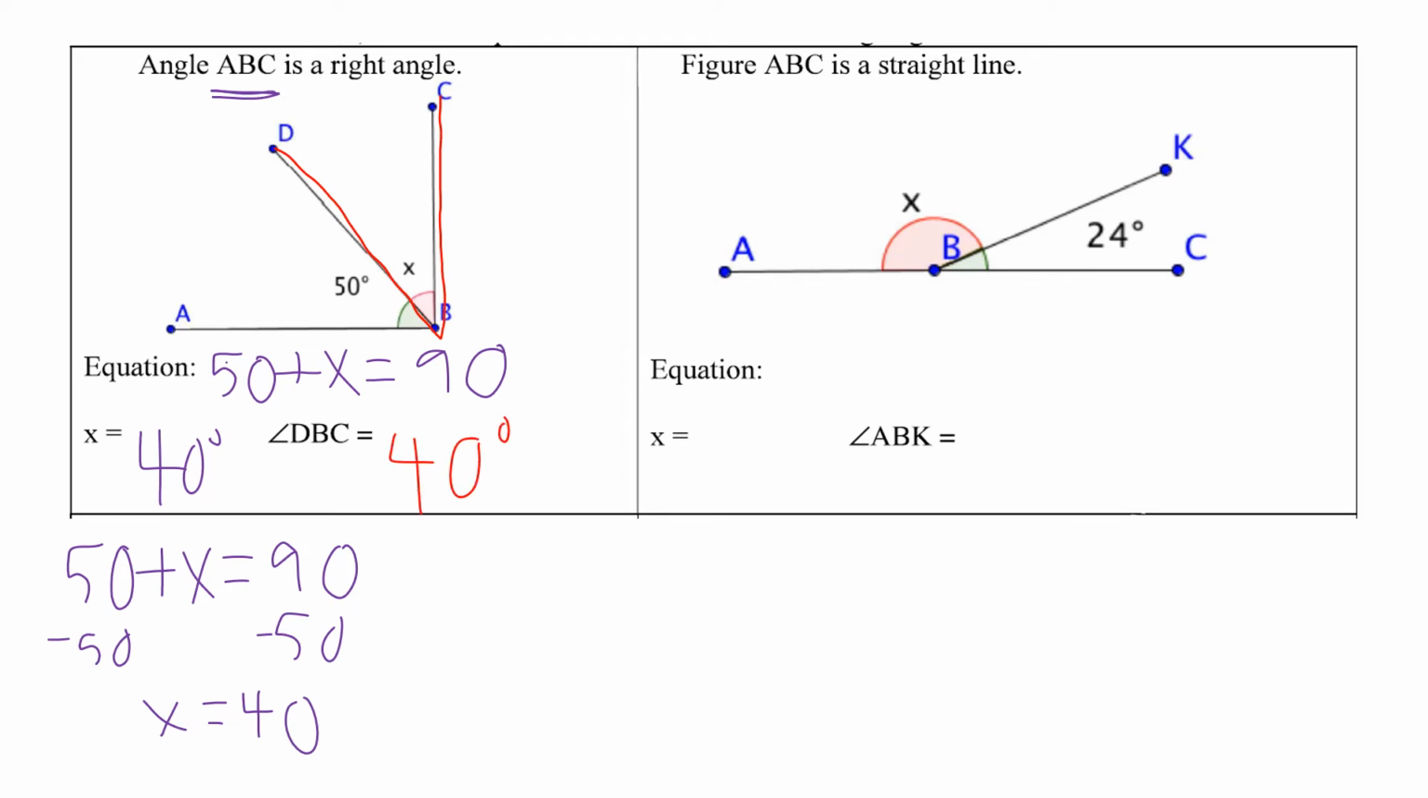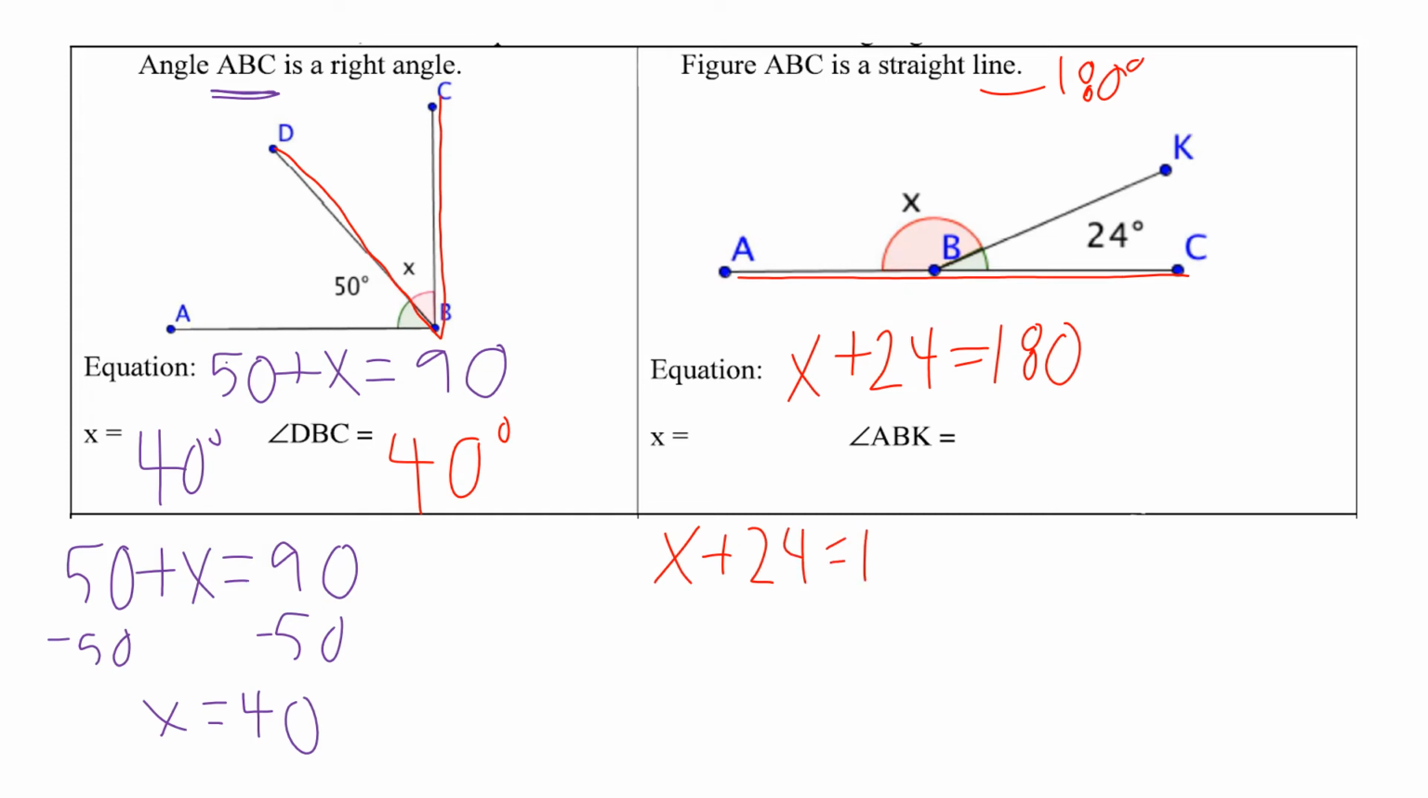Number 2, figure ABC, connect those, is a straight line. So if it's a straight line, that means it's 180 degrees. So the angles are going to be supplementary. So that means x plus 24 equals 180. Okay, let's solve for x. We are going to subtract 24 from both sides. So x equals 156 degrees.